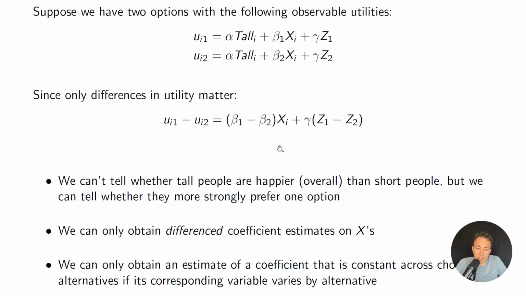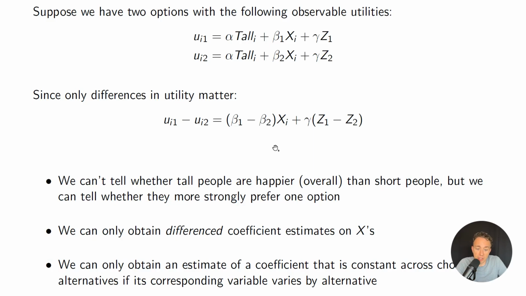The other implication of differences in utility mattering and not absolute levels of utility is that we can only get differenced coefficients on anything about the decision maker. So anything that doesn't change with the choice alternative, we're only going to be able to get differenced coefficients on that.